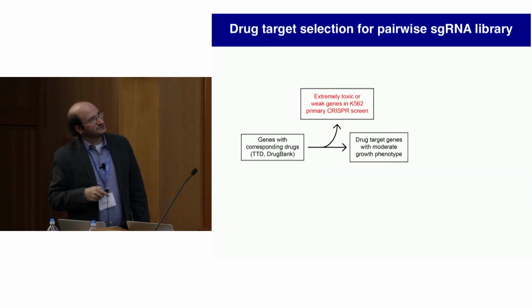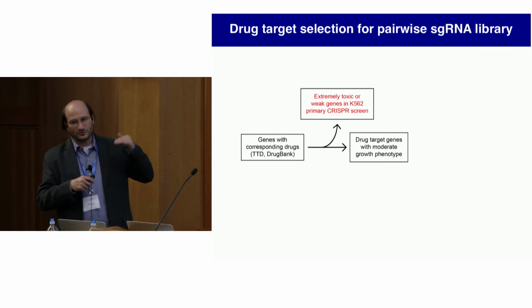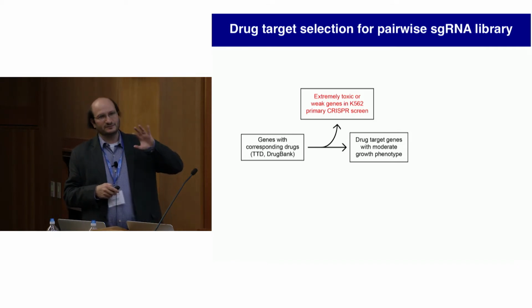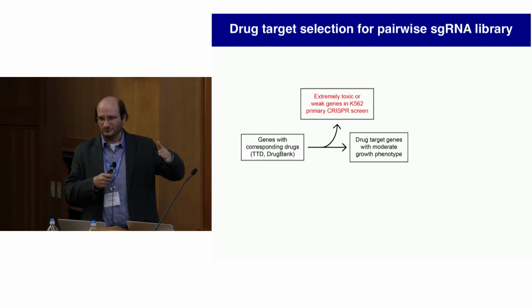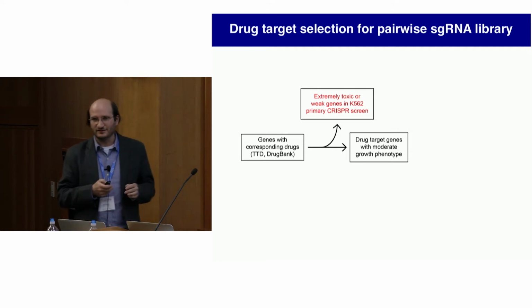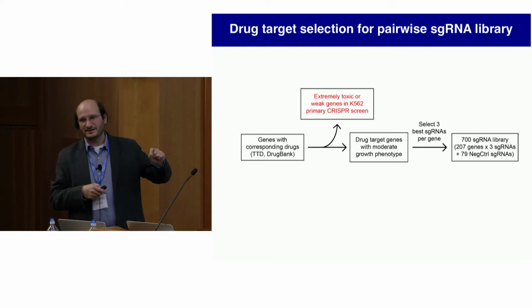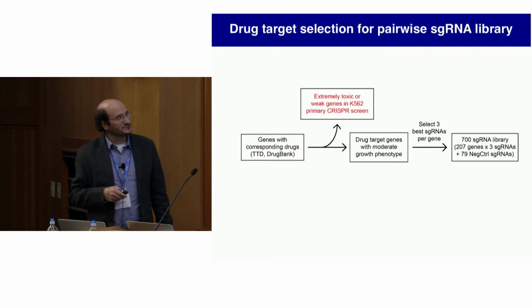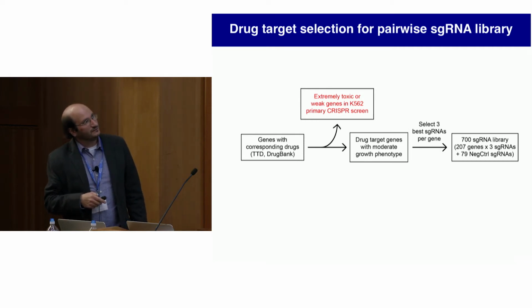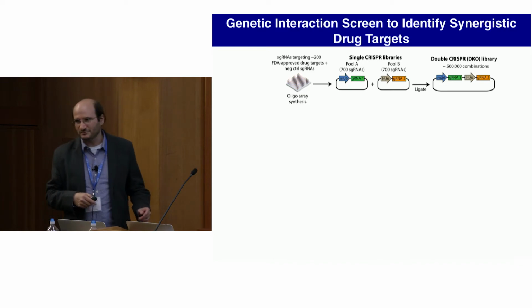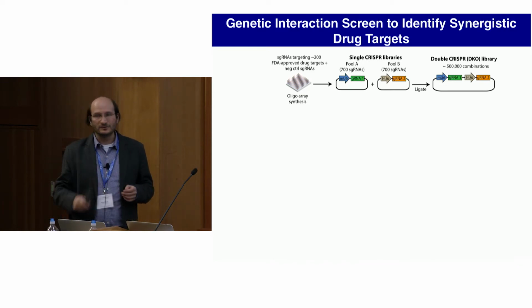And what we did was we took genes which had a corresponding drug, according to these drug databases. We selected ones that by themselves were not lethal, because if a single gene kills a cell, you're not going to find synergy. And we took genes that had a mild phenotype. We selected the 3 best guide RNAs from our genome-wide screens, and we made a pairwise combination library, in this case targeting about 207 drug targets, which in the end gives you roughly 500,000 pairs corresponding to 20,000 possible drug combinations.